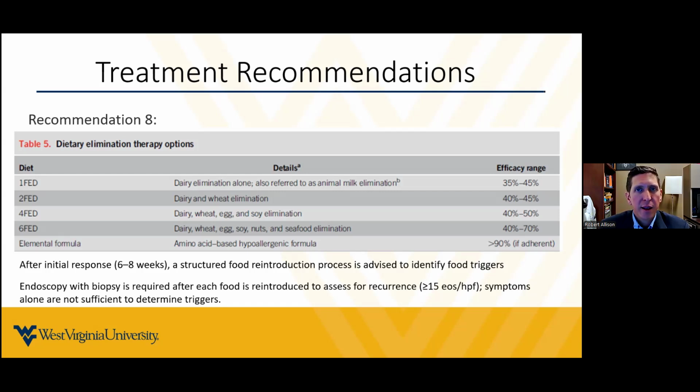So when they write that, they want to suggest that you're really not looking for symptom improvement as the hallmark that the disease is treated, because there often can be eosinophils and evidence on endoscopy, even if the patient isn't having symptoms. So just to reiterate, they do want patients to have an endoscopy after every food is reintroduced. And so that can be very cumbersome on the patient.